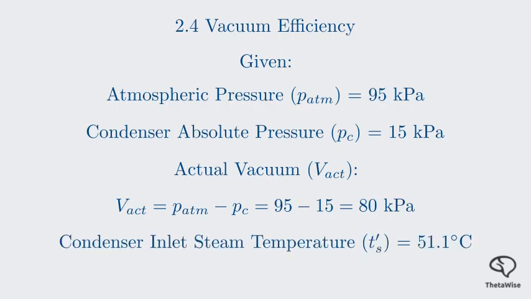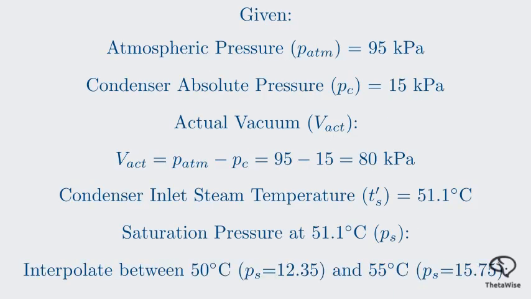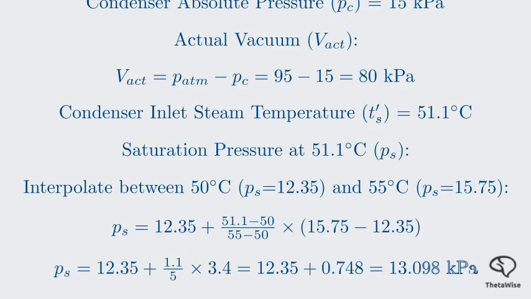The condenser inlet steam temperature, T_s prime, is 51.1 degrees Celsius. We need to find the saturation pressure at 51.1 degrees Celsius, P_S. Interpolate between 50 degrees Celsius, corresponding to P_S equals 12.35, and 55 degrees Celsius, corresponding to P_S equals 15.75. Apply the interpolation formula to estimate the saturation pressure at this temperature. Working this out, P_S equals 12.35 plus the quantity 1.1 over 5 times 3.4. That results in P_S equals 12.35 plus 0.748, which is about 13.098 kilopascals.